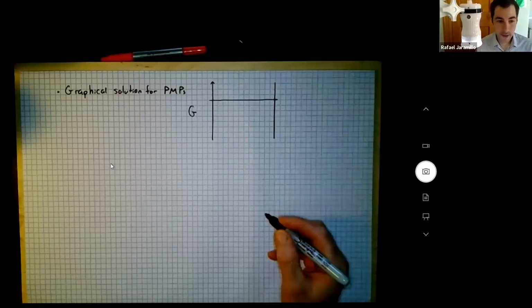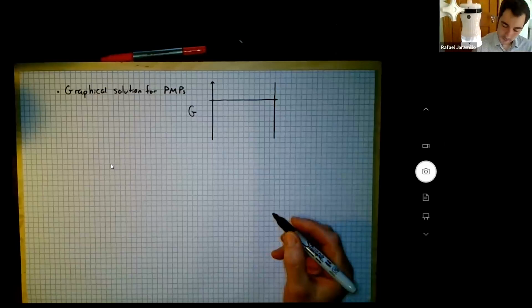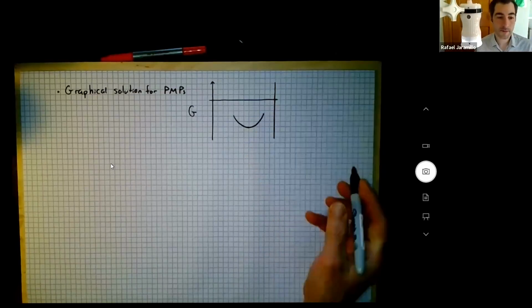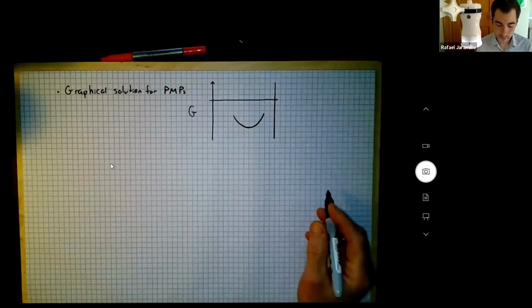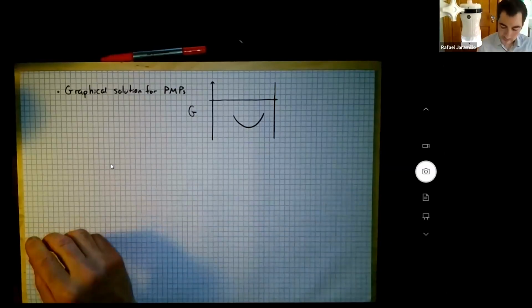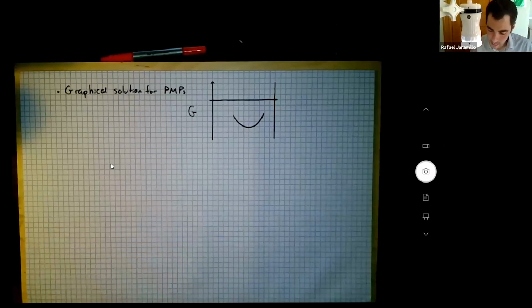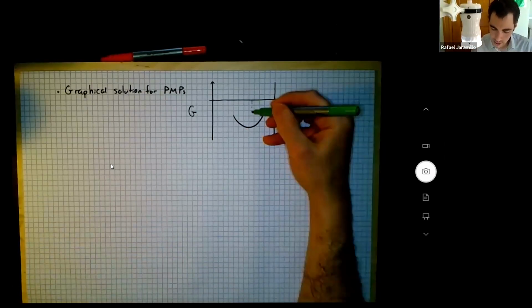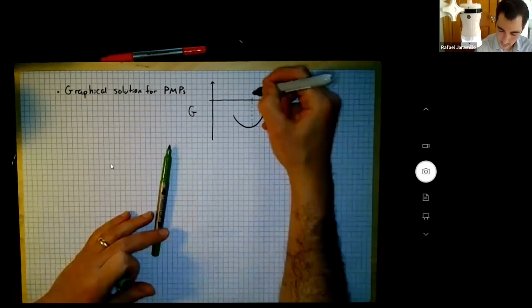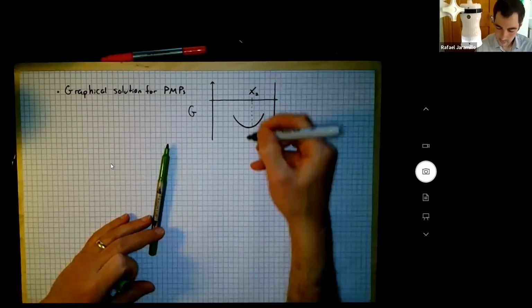And we had this concept of a solution model. So let me just draw a section of a solution model. I don't need to draw the whole thing. And let's imagine some system composition here. That'll be X2.